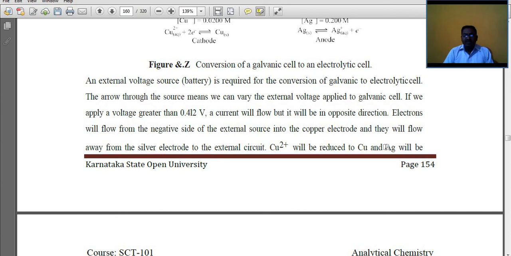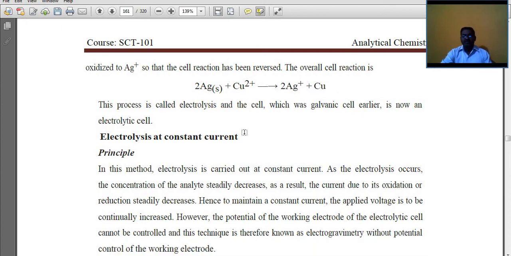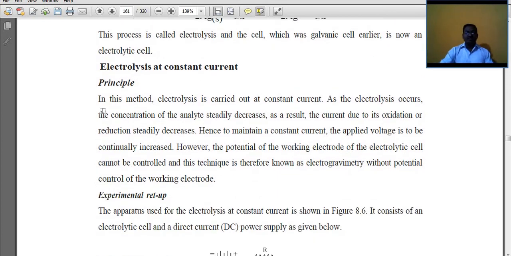If we apply a voltage greater than 0.412 volt, a current will flow, but it will be in the opposite direction. Electrons will flow from the negative side of the external source into the copper electrode, and they will flow away from the silver electrode to the external circuit. Here this is 2Ag+ plus Cu gives 2Ag plus Cu2+. The process is called electrolysis, and this cell, which was a galvanic cell earlier, is now an electrolytic cell. What is electrolysis at constant current?